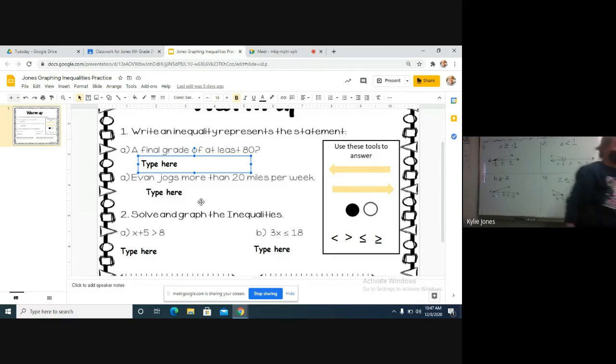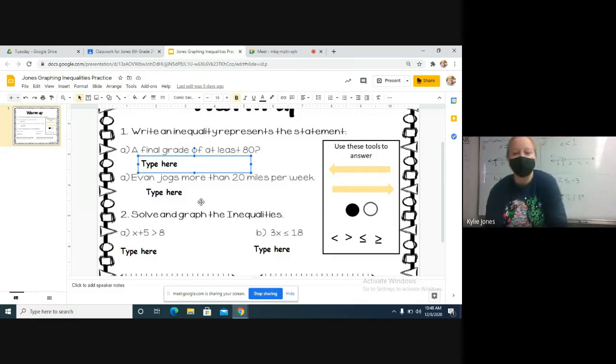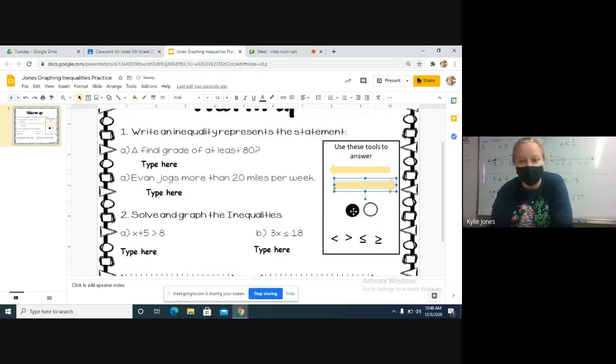Once you get on here, you can use the arrows on the right. There's all kinds of tools over here to use. You can copy and paste these. You can move them around.